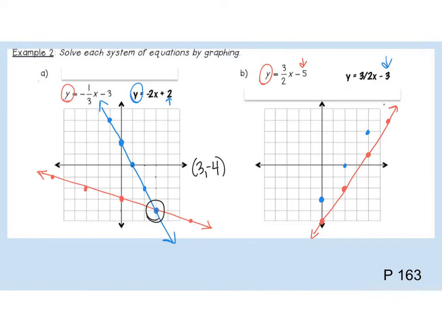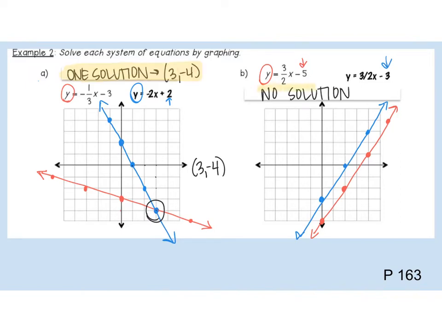And sometimes the graphs won't intersect on the graph itself, but this one is never going to intersect. So that means I'm going to actually write that it has no solution for this graph. And the way that I know that it's never going to intersect is that it has the exact same slope, 3/2 and 3/2, but it doesn't have the same y-intercept.